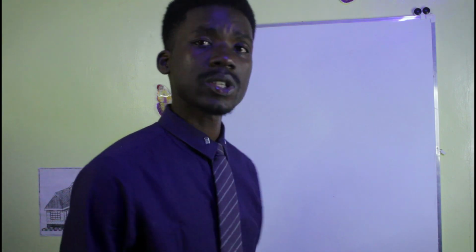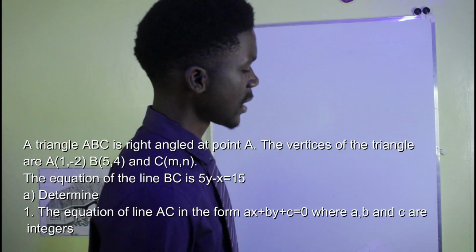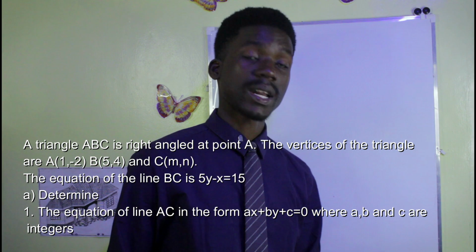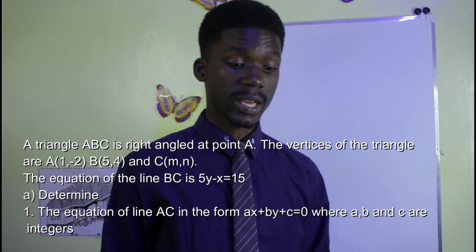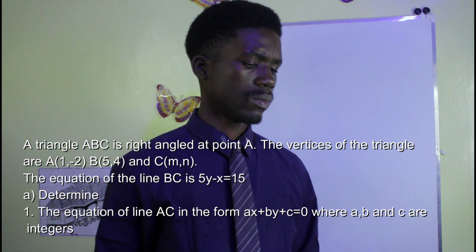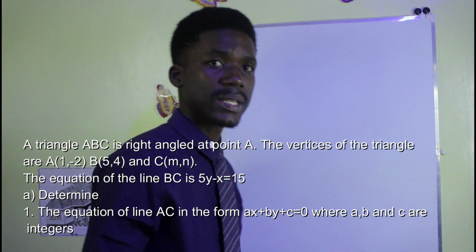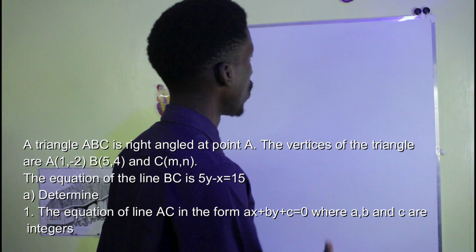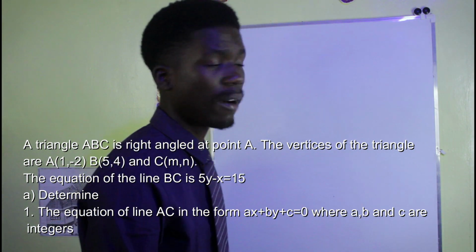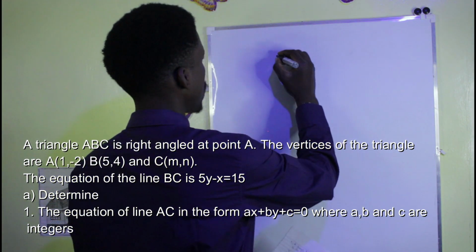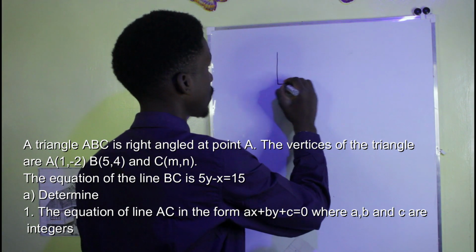That is question 19. The question was: a triangle ABC is right angled at point A. We can as well interpret that information on our writing material. So we have a triangle ABC. So this is our triangle.